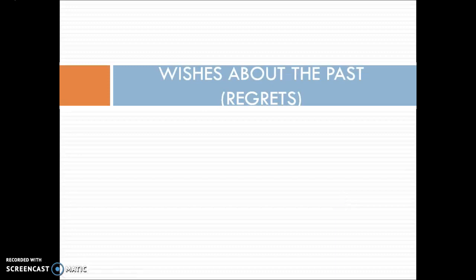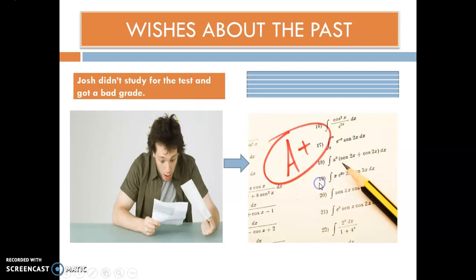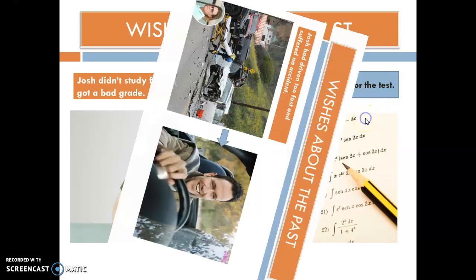Now we have wishes about the past that you have been working with in the text. Josh didn't study for the test and got a bad grade. And now he regrets it because he didn't study. He wishes he had studied for the test, but he didn't and he failed. When you have a wish about the past, it's a regret because there is nothing you can do about it now.